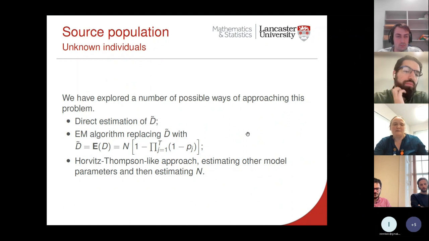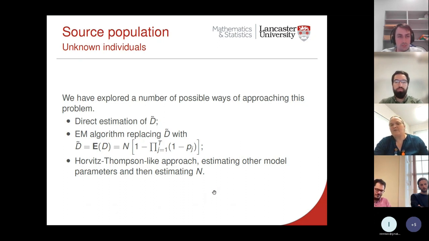So we were rather disappointed, because we really thought, okay, we've got a neat trick here. We could have done a better job. What we've ended up settling for, and it is very much settling for, so if anyone's got any bright ideas of how to tackle this, I'd be really thrilled to hear them, we've gone for a Horvitz-Thompson-like approach. So we're going to estimate the other model parameters, so the p in this case, or in the open case p and phi, and then we use that to estimate n.